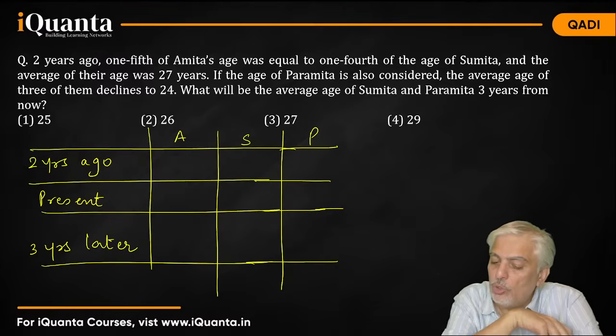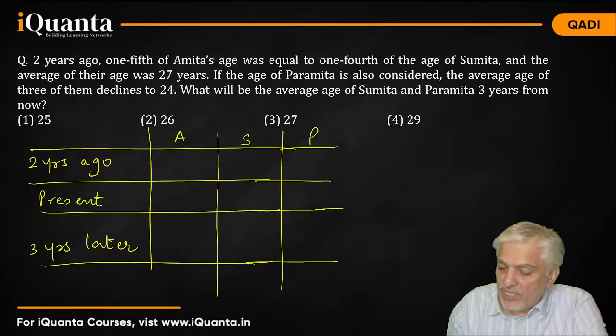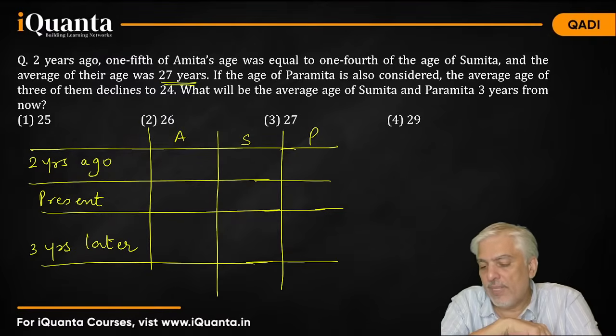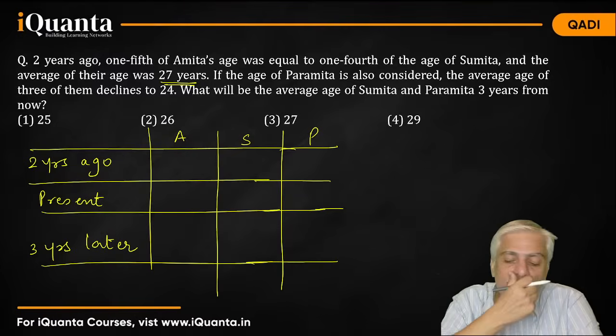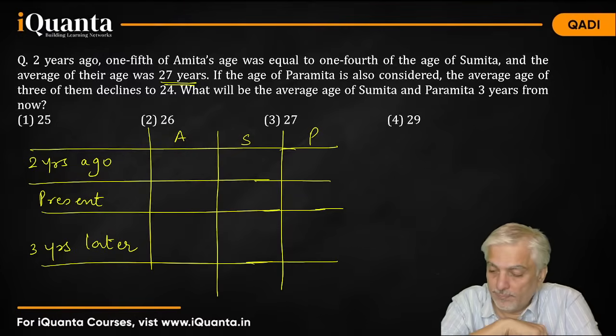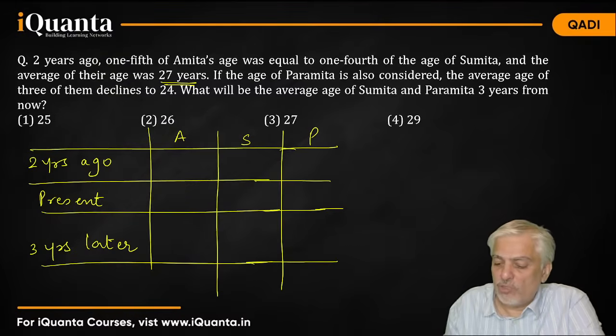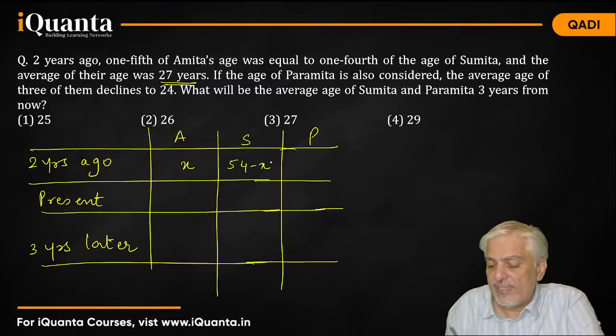So, 2 years ago, the average age of these two was 27. So if their average was 27, total was 54. If I take one as x, the other is 54 minus x. And without reading further, I can solve it.